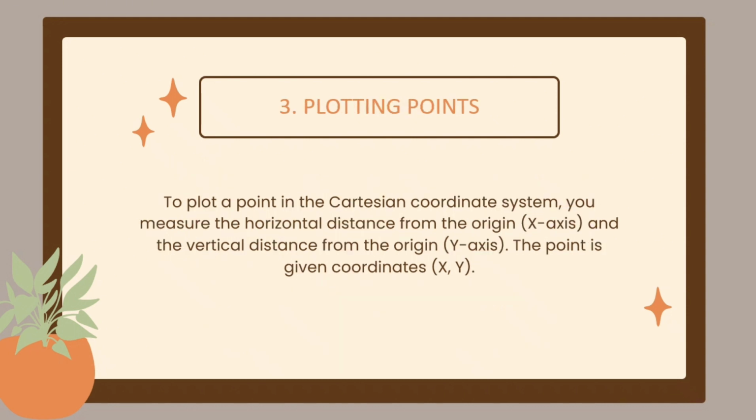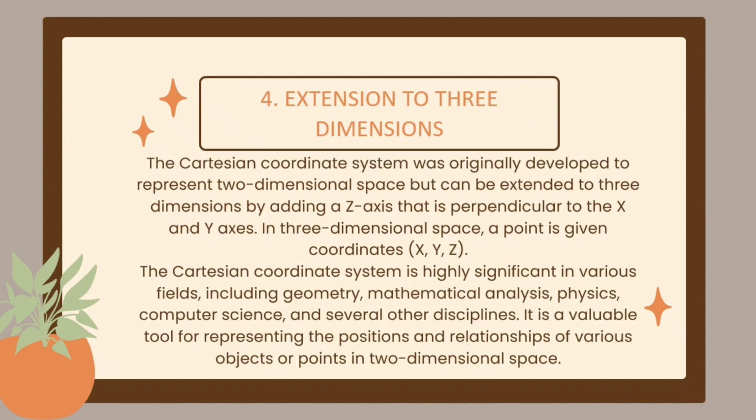3. Plotting points. To plot a point in the Cartesian coordinate system, you measure the horizontal distance from the origin, x, and the vertical distance from the origin, y. The point is given coordinates x and y.